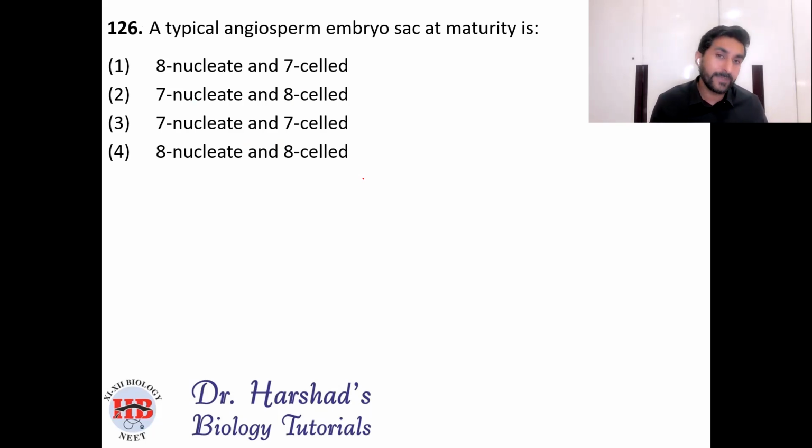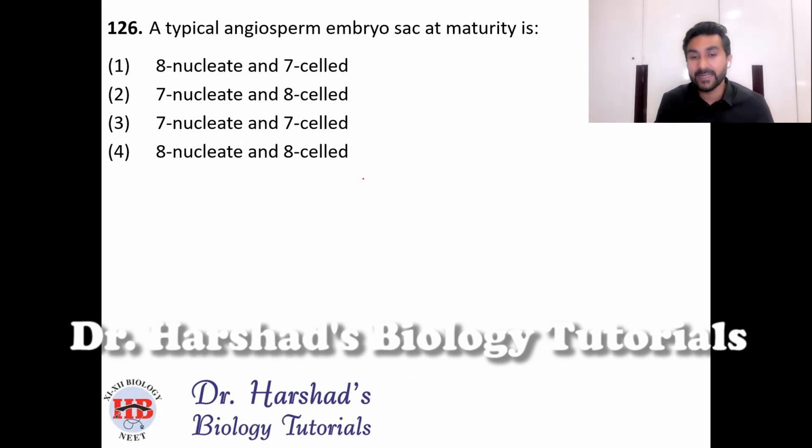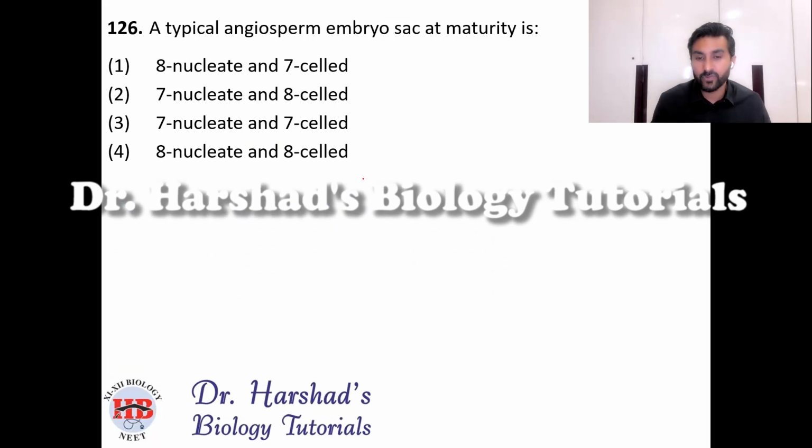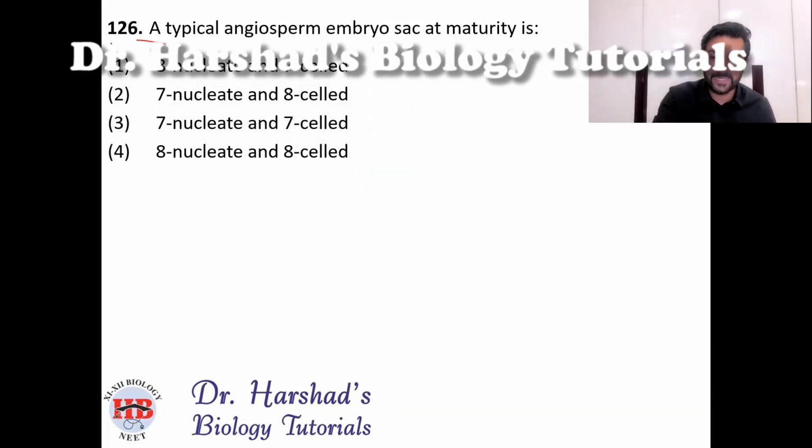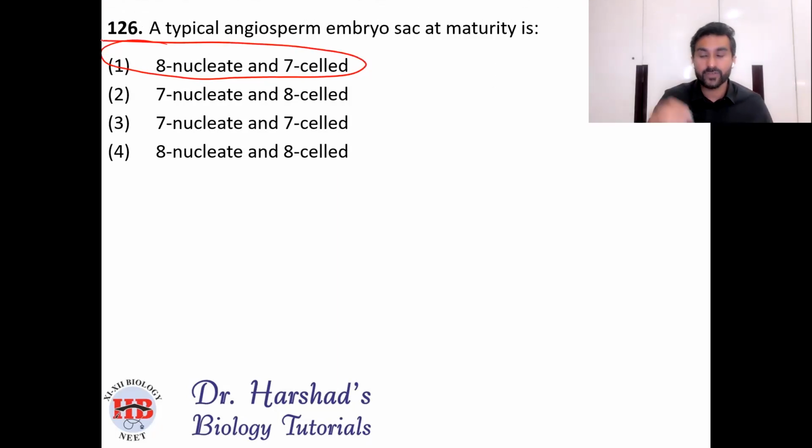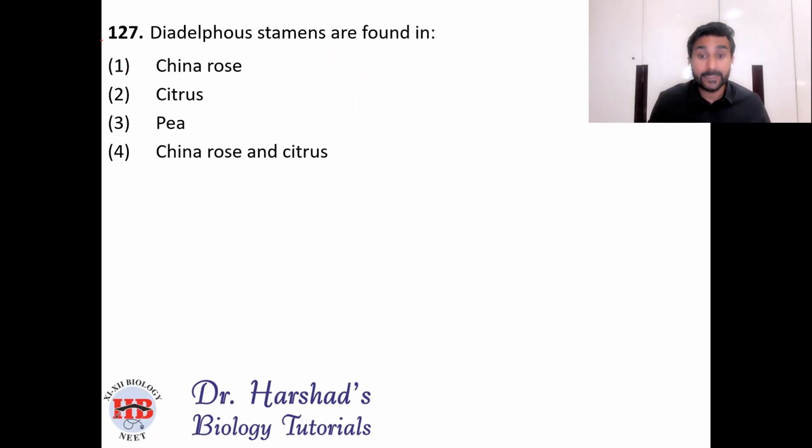A typical angiospermic embryo sac is a 7-celled, 8-nucleated structure. So it is 7-celled and 8-nucleated, which is option number 1.